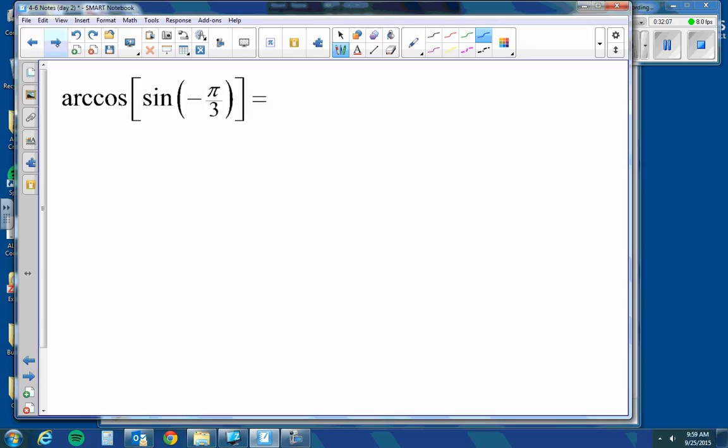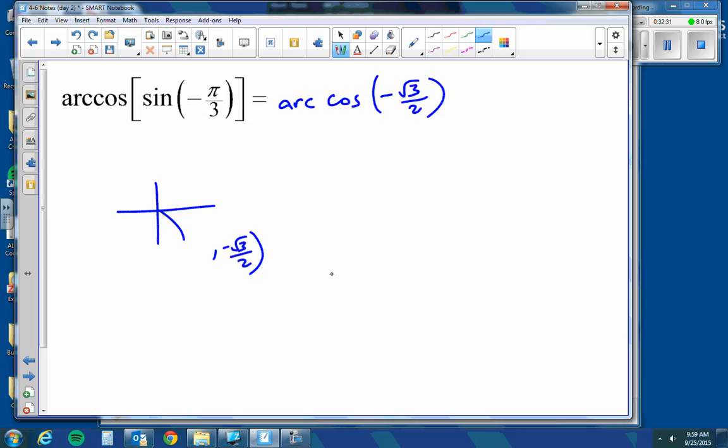Let's try the next one. Which quadrant is this angle in? If I draw it, where is it at? Fourth. And sine is the y value, so negative square root of 3 over 2. So arc cosine just means inverse cosine. I'm just going to rewrite it though. So now we're doing arc cosine of that value.